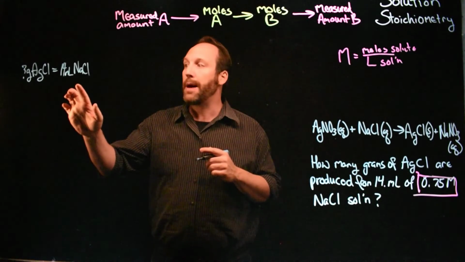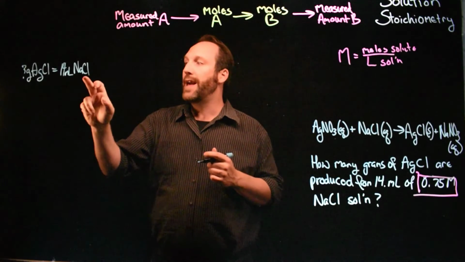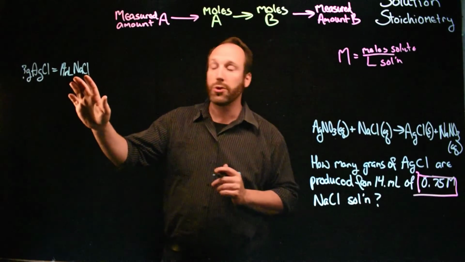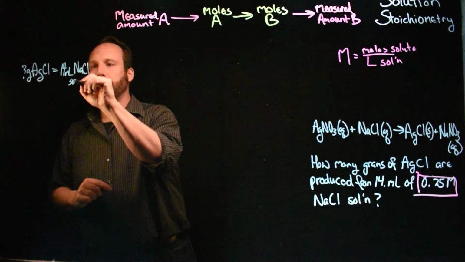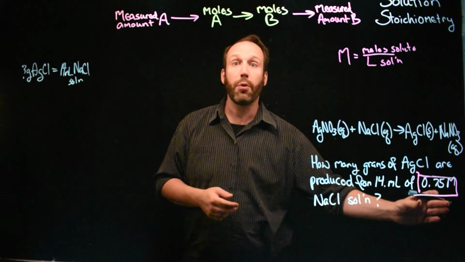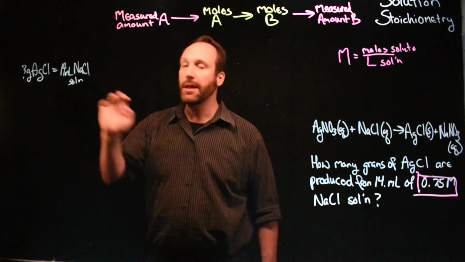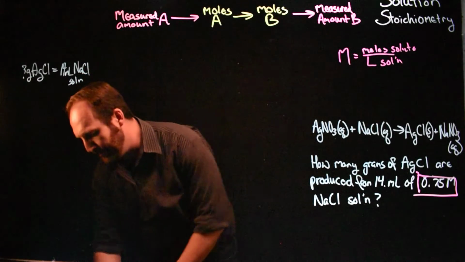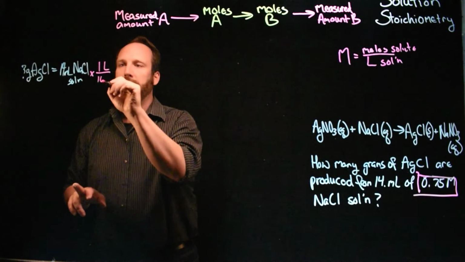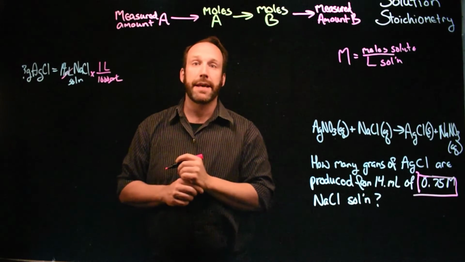So our first step is we need to convert our measured amount of A, our measured amount of NaCl, into moles of NaCl. Well, since NaCl is a solution, okay, then in order to go from volume to moles, we'll need molarity. So it's 0.75 moles per liter, okay? Moles per liter, right? This is milliliters. So really our first step is to say that in 1 liter, there are 1,000 milliliters, okay? So now we're in liters of NaCl solution.